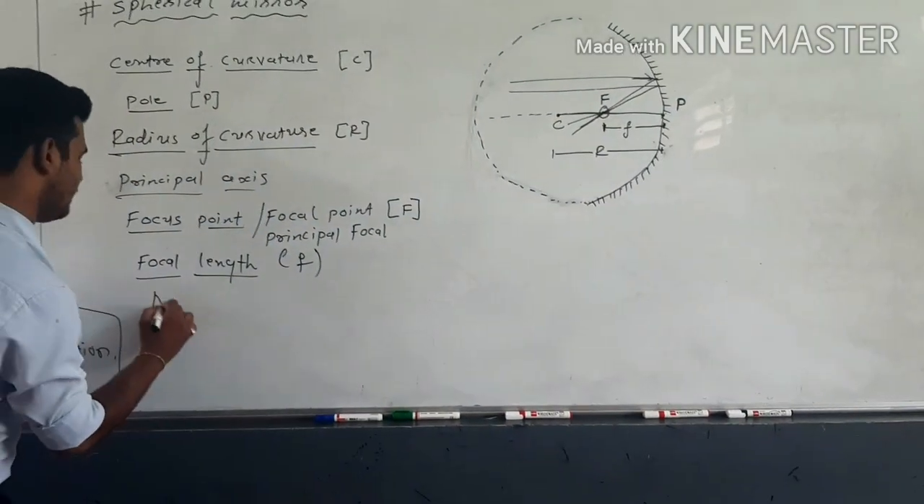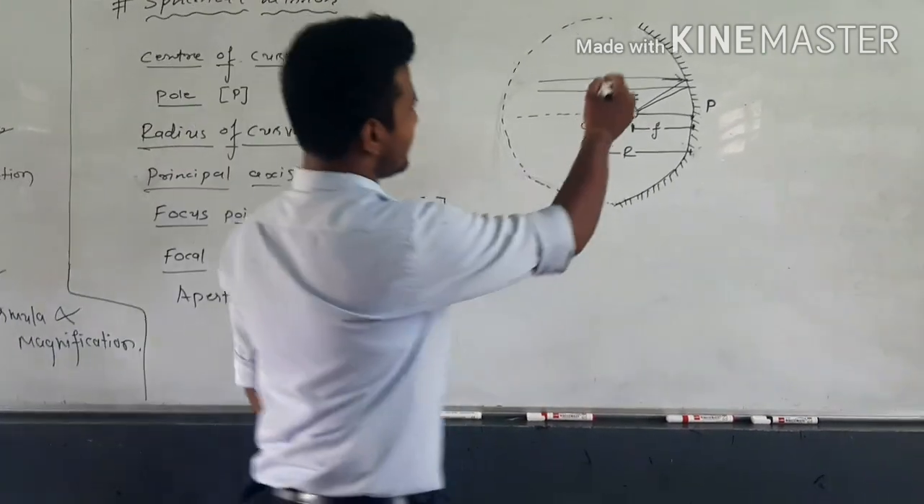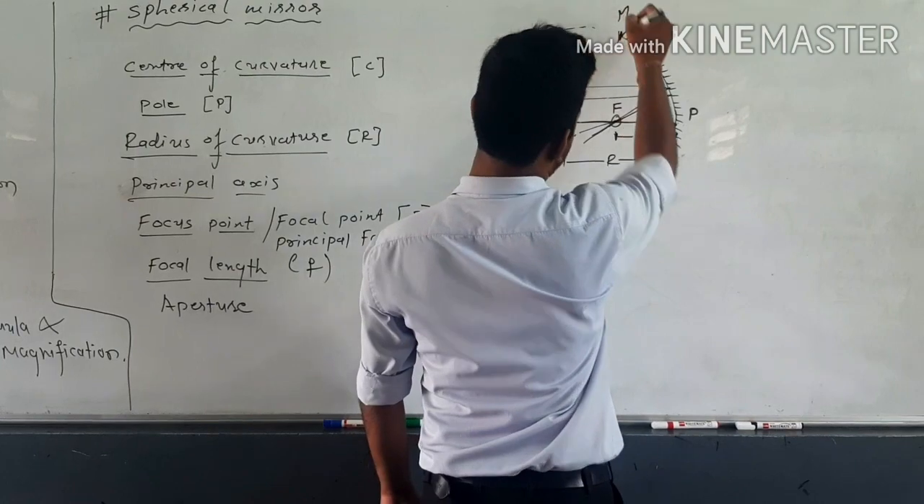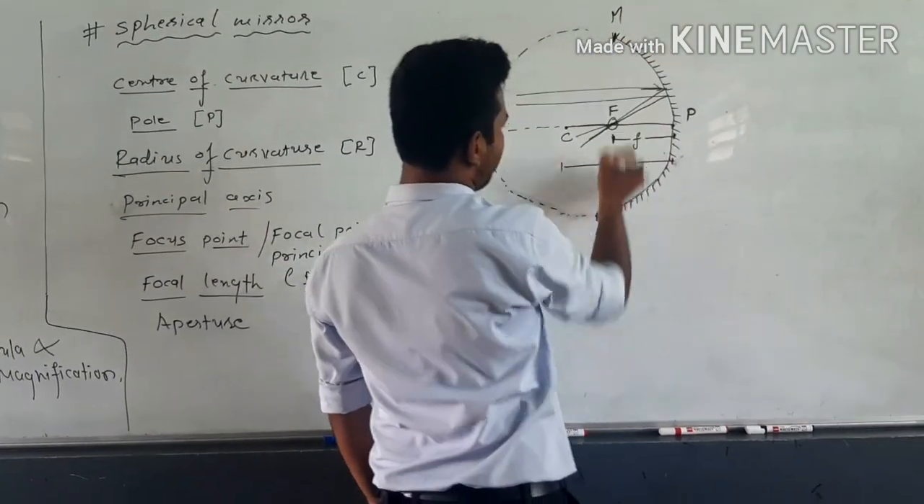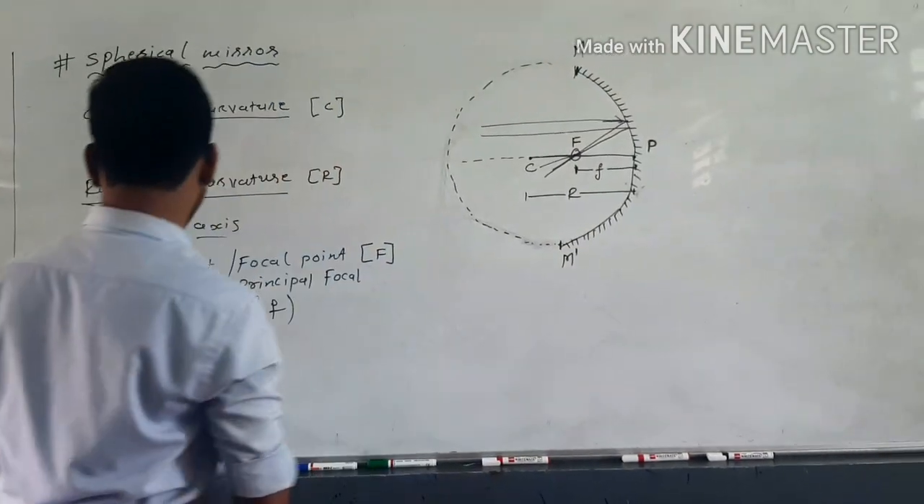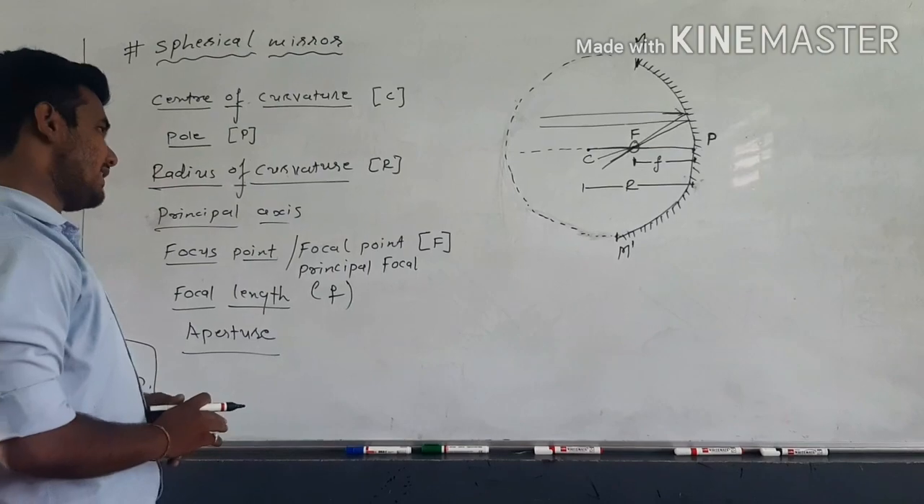Now the other one is aperture. Now what is called aperture? See, if we take a mirror like this, M and M dash, the distance between M and M dash is called the aperture of the mirror. So these are some terms which are necessary to understand.